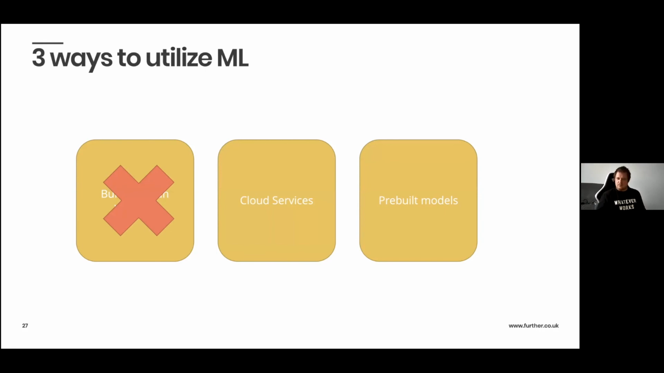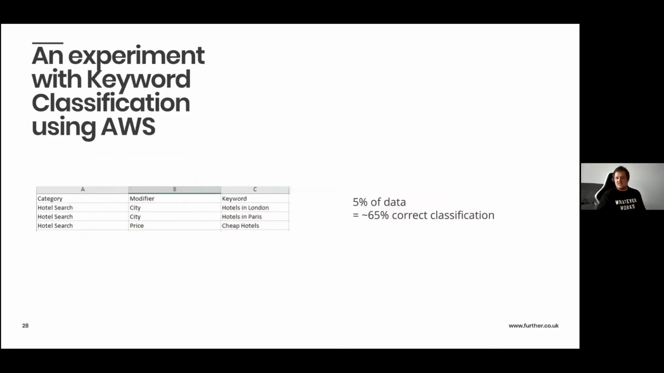Cloud services and pre-built models are realistically the ones that we're probably going to look to use. So this was an experiment I ran about 5 years ago, where anyone who's ever done keyword research knows one of the most time-draining parts of it is classifying the keywords. So sitting there and saying, this person searched for hotels in London. That is a search for a hotel. That is a modifier, is the city. They want a hotel in the city.